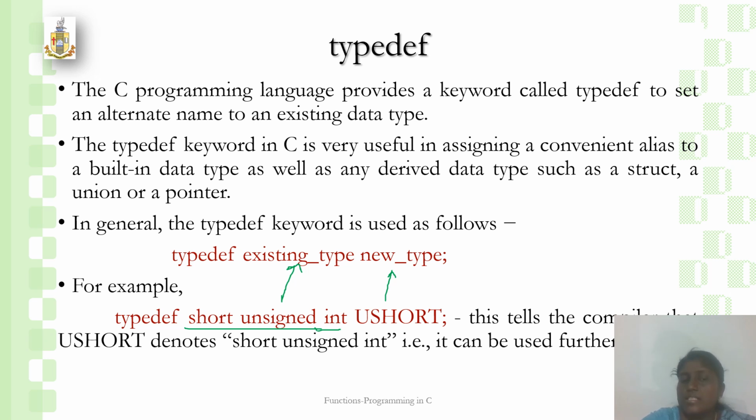Once you have typed this particular statement in your program, you can use this ushort in place of short unsigned int. So if x has to be declared as short unsigned int, rather than specifying the entire long name, you can make an alternate name using this keyword typedef, and then write ushort x.